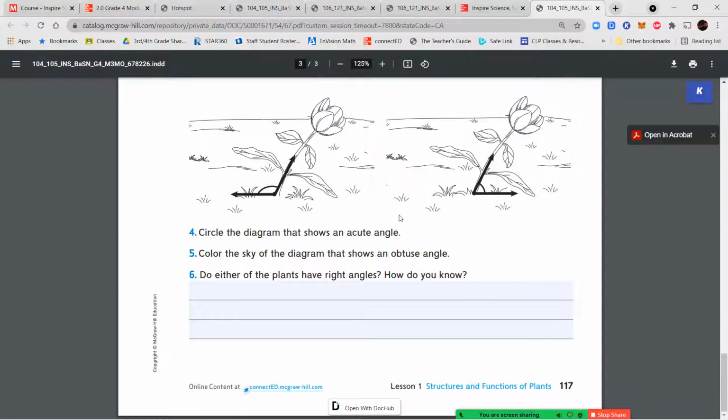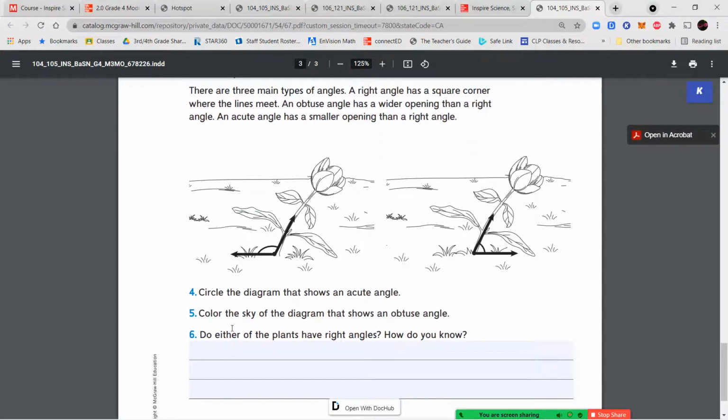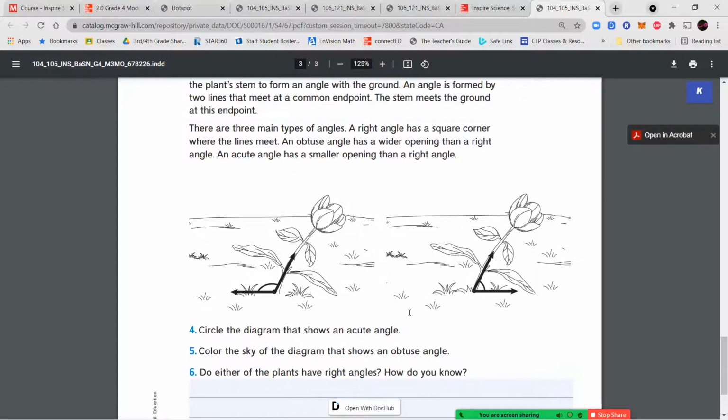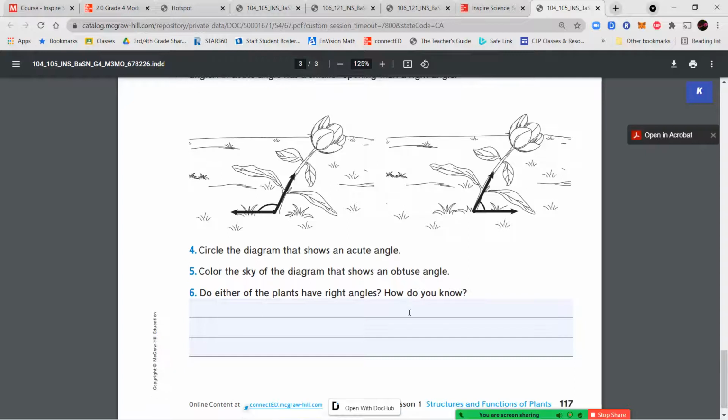So which one of these shows an acute angle that's open less than 90 degrees or less than a right angle? Remember, a right angle would be straight up and down and straight across. So one of these is an acute angle that shows it's closed more than a 90-degree angle or more than a right angle. Color the sky of the diagram that shows an obtuse angle. So you're going to circle one of them, and then you're going to color the sky above the other one.